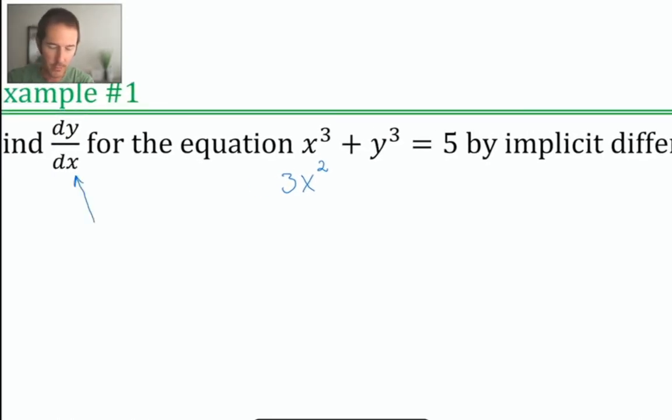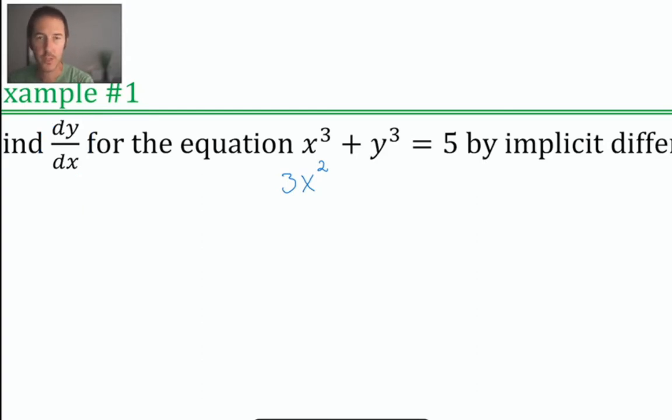And in this case, since we're taking the derivative with respect to x, and if you need to include that note in your notes, you should, what this symbol or terminology is telling us is that we're taking the derivative of y with respect to x.